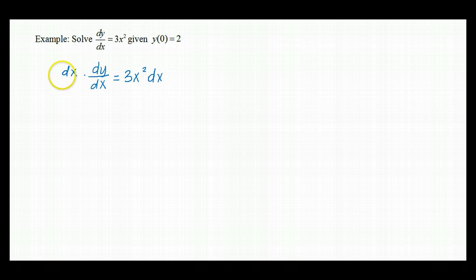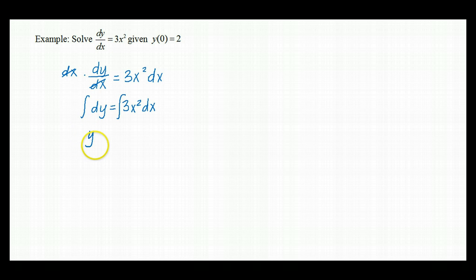So on this left side, the differential dx is going to cancel, and I'll end up with dy equals 3x squared dx. And now at this point, remember I said we were going to try to get rid of the derivative, and to do that we were going to take the integral. So integration of both sides will allow us to solve for our y. So on the left here, we really have the integral of dy, and there's really a 1 here. So the antiderivative of dy is going to be just y.